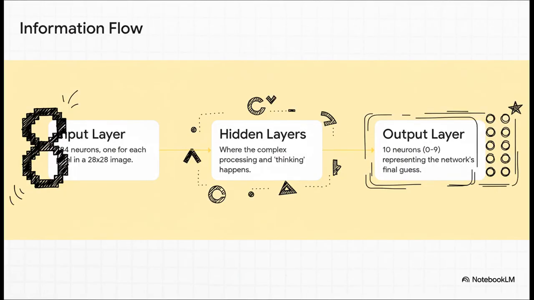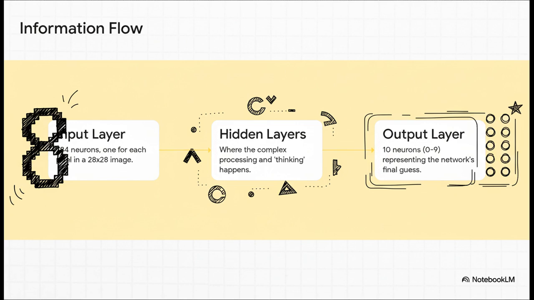Now, these neurons aren't just floating around. They're organized into layers. For our little digit recognizing network, the very first layer is the input layer. Since our image is 28 by 28 pixels, that means we have 784 pixels in total. So our input layer has 784 neurons, one for each pixel. The activation of each neuron is just how bright that pixel is. Simple enough?